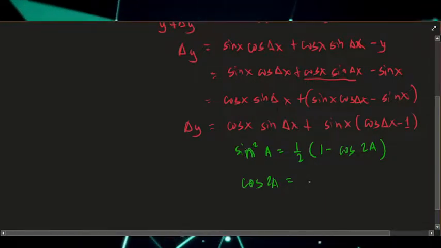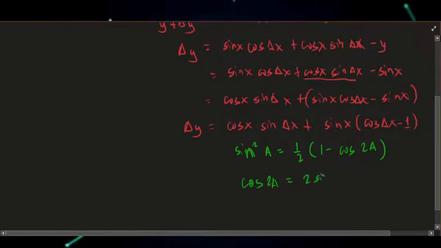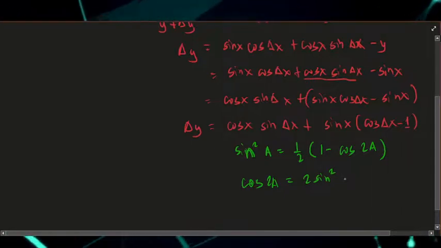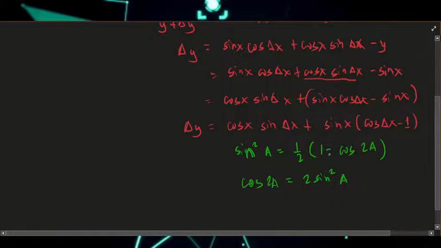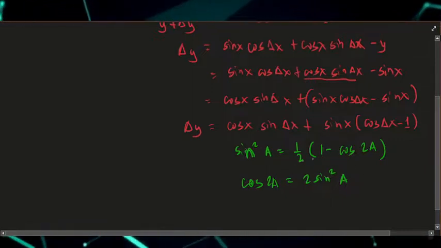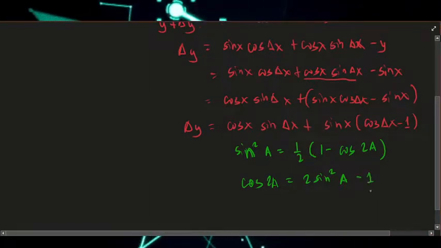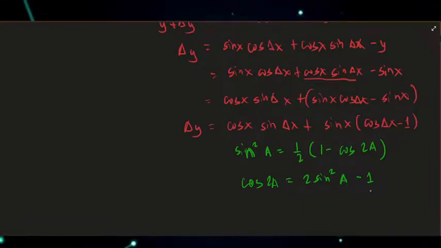let's just see first. That would be equal to 2 sine squared a. For that matter, we will be moving also our 1 to the other side of the equation, so that will be minus 1. Or for another instance, we could also have this one.